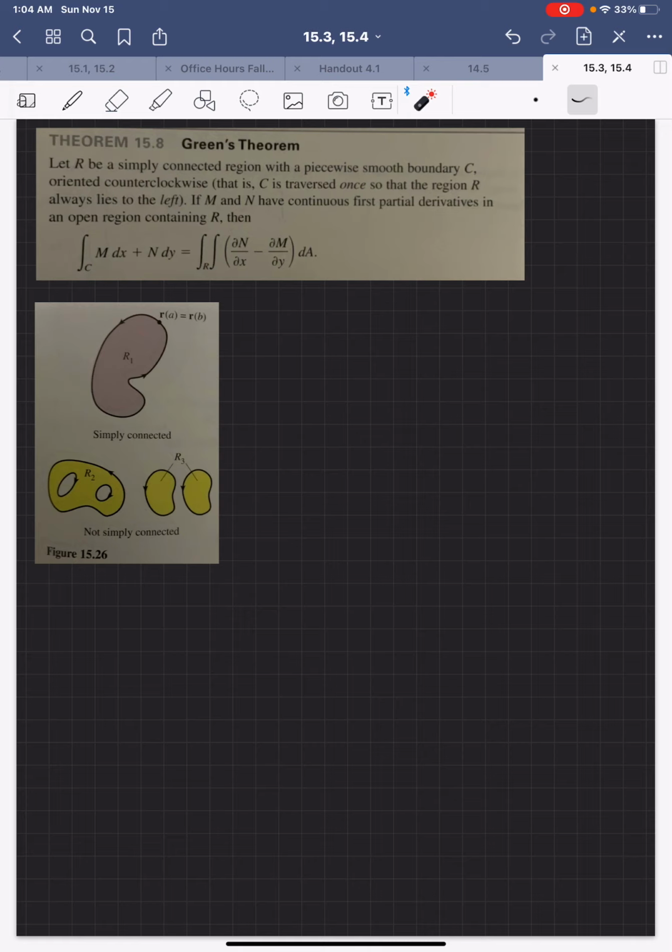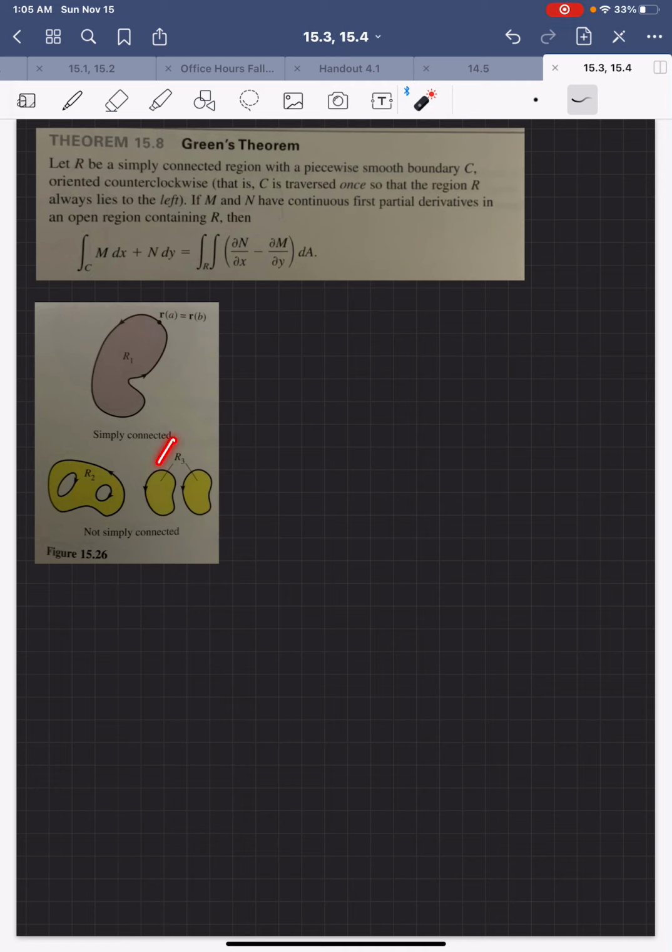The conditions are, when we say simply connected region, remember that region R. When we say it's a simply connected region in mathematics, what we mean is that the curve doesn't cross itself if you were to trace it out by a vector function. It's probably better to show you what is not simply connected. If you have regions that have holes in them, that's not simply connected. Green's theorem's not going to work.